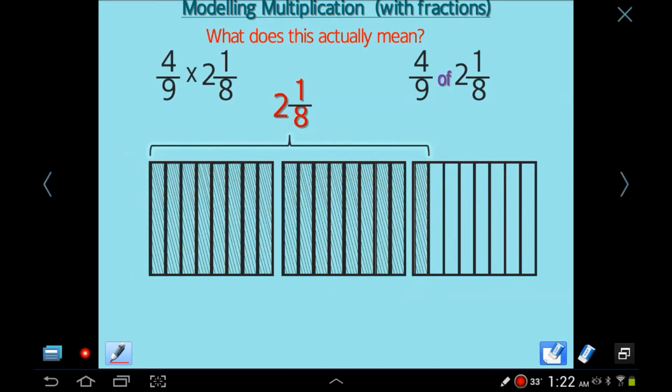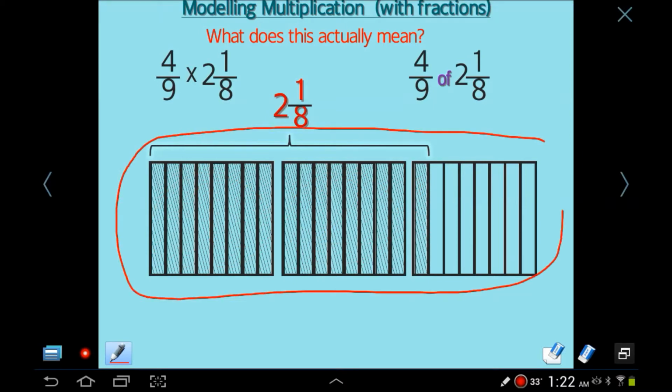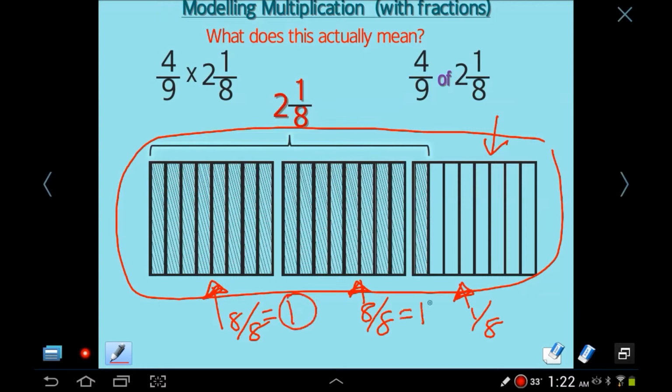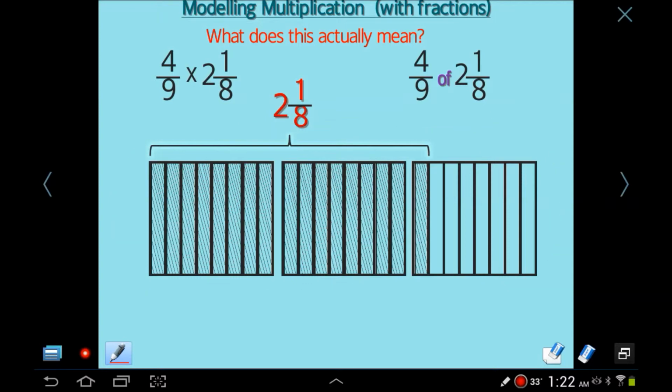Notice in the entire model, I split up everything into 8ths. Not just the last part, but everything. Even the 2 wholes are split up into 8ths. What does that equal? That equals 8/8. What does this equal? That also equals 8/8. What's this equal? That equals 1/8. What's 8/8 equal? Equals 1. So what do we have here? We have 1 plus 1, which is 2, 2 1/8. Hopefully you all understand that by now. We've talked enough about fractional models to understand that by now. If not, you need to let us know.